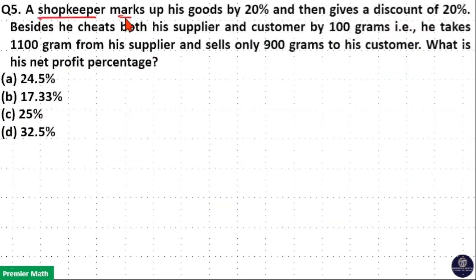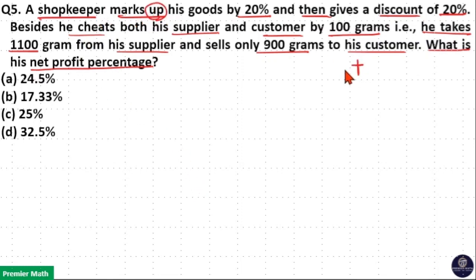A shopkeeper marks up his goods by 20%, then gives a discount of 20%. Besides, he cheats both his supplier and customer by 100 grams. That is, he takes 1100 grams from his supplier and sells only 900 grams to his customer. What is his net profit percentage? Here, shopkeeper marks up means plus. 20% means 20 by 100. 20 goes 5 times in 100. So plus 1 by 5 means if 5 part is the cost price, then he marks it as 5 plus 1, 6 part. So 6 part is the marked price. Marked price means price tag.